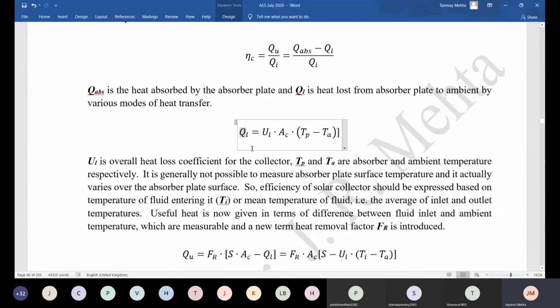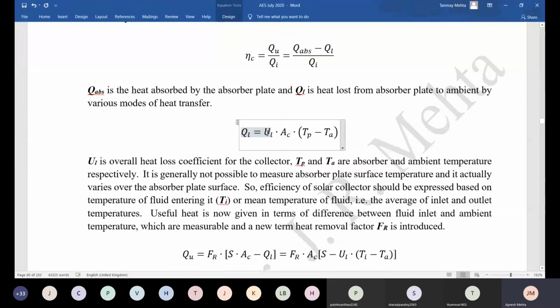But here there is a single equation written, QL is equal to UL into area of the collector into TP minus TA. This TP is plate temperature, the absorber plate temperature, and A is the ambient temperature. So this is the potential for heat transfer. And if you just think about the convective, the Newton's law of cooling, then it's proportionate to the temperature difference and the area and the heat transfer coefficient, right?